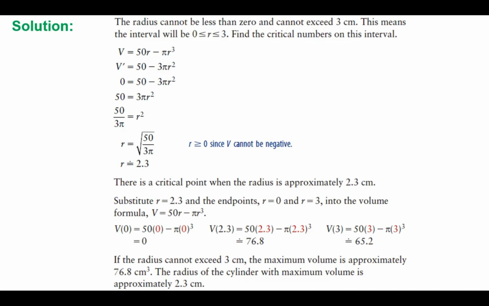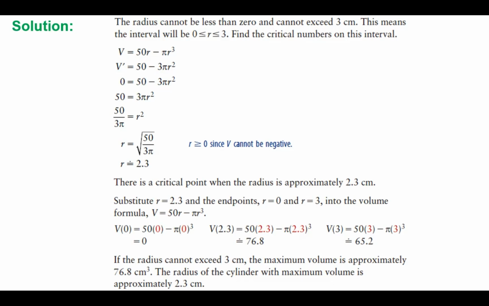Because r is greater than or equal to 0, the only value of r that makes the first derivative 0 is approximately 2.3. There is only one critical point, when the radius is approximately 2.3 centimeters. Then we can substitute r equals 2.3 and the endpoints r equals 0 and r equals 3. So note here, the closed continuous interval here is from 0 to 3, right? Therefore, we substitute the critical point and the two endpoints into the equation.